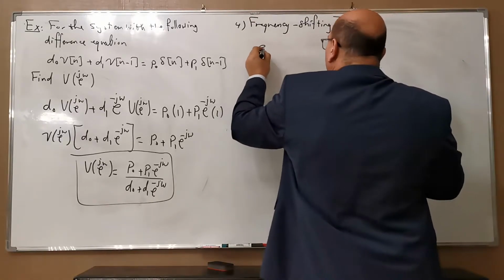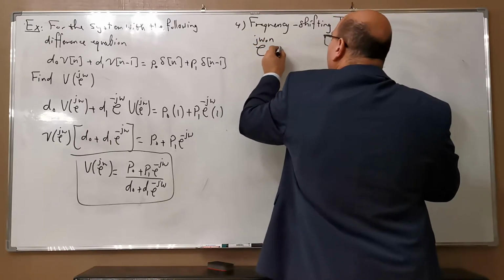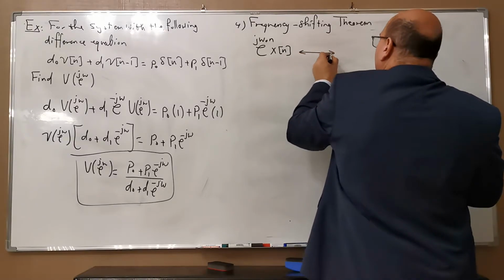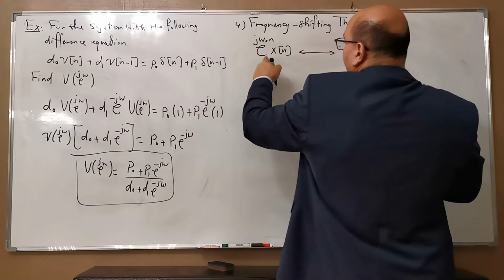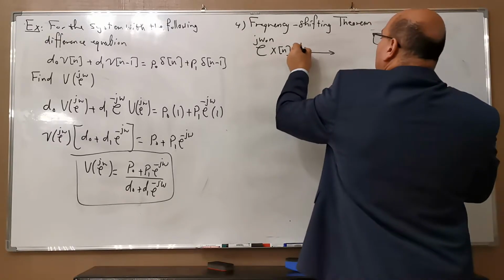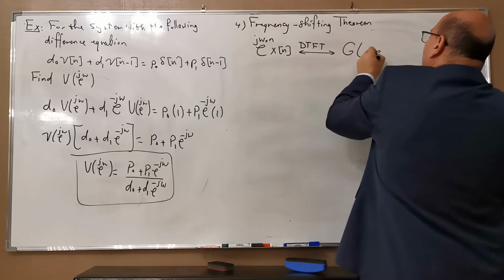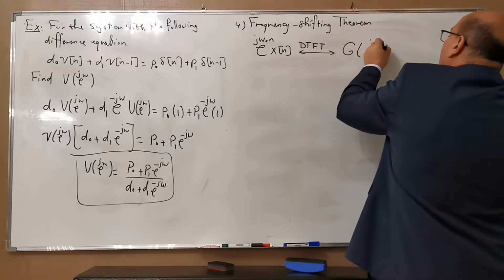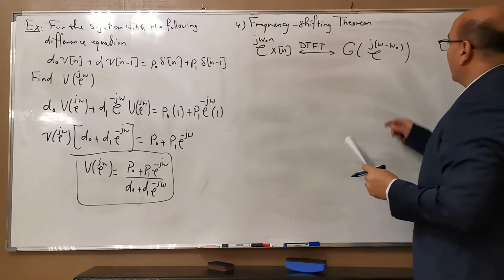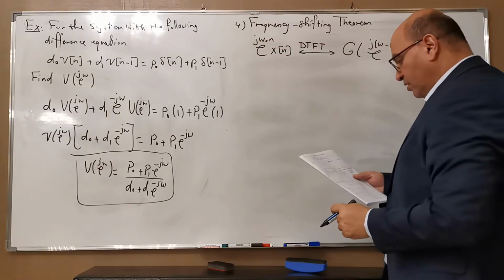So if we have e to the j omega 0 n x of n, so you have a phase shift in the time domain, definitely you will have a shift in the frequency domain. So the DTFT of this is X of e to the j (omega minus omega 0). Okay? And you have the shift here with the same shift as omega 0 that you have here.